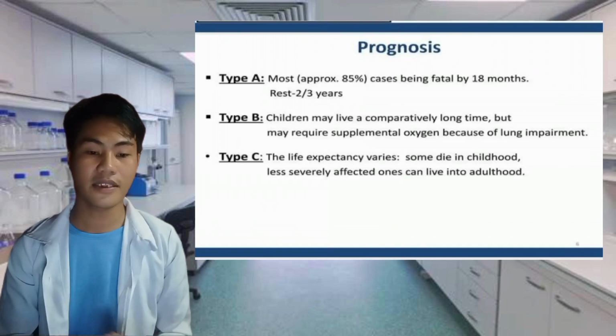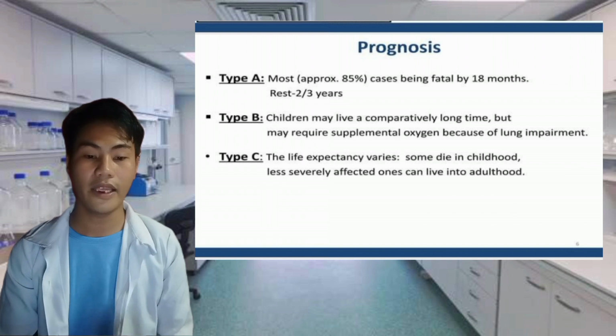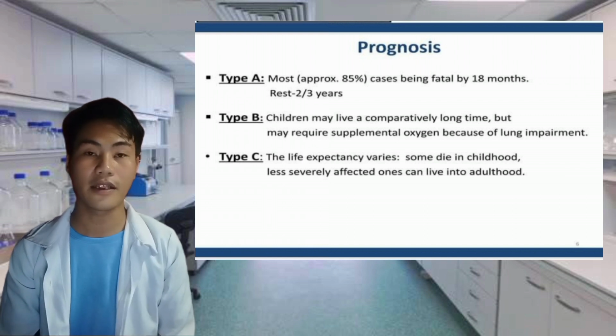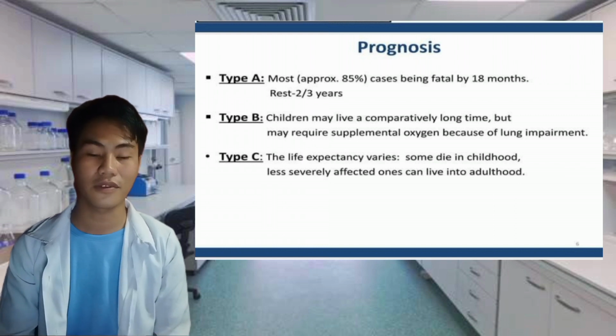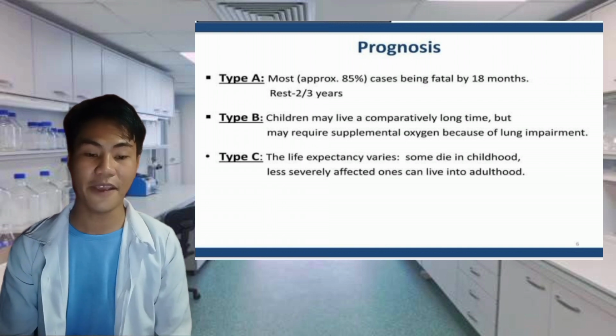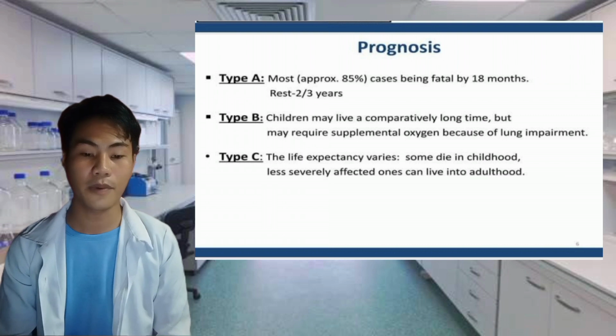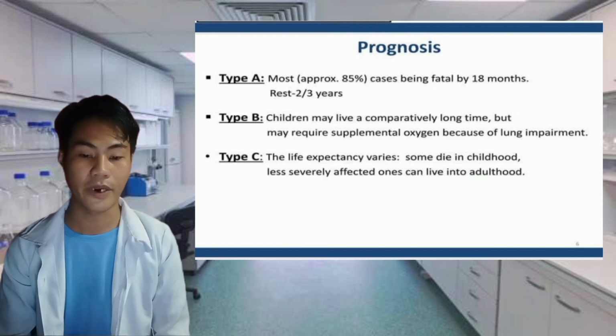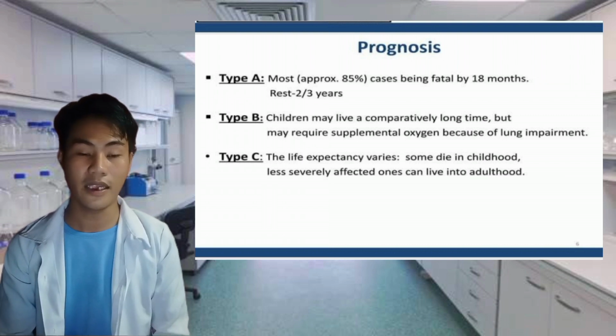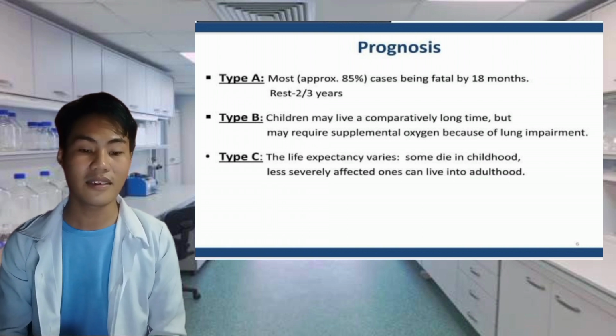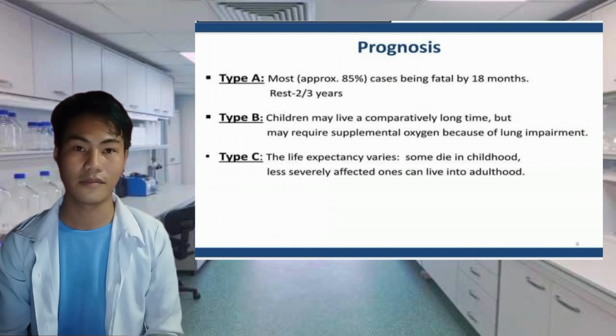Prognosis. Prognosis in type A: approximately 85% of cases are fatal by 18 months, up to 2 to 3 years. Prognosis in type B: children may live a comparatively long time but may require supplemental oxygen because of lung impairment. Prognosis in type C: the life expectancy varies. Some die in childhood, while less severely affected ones can live into adulthood.